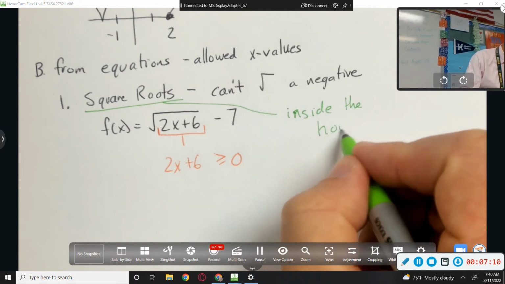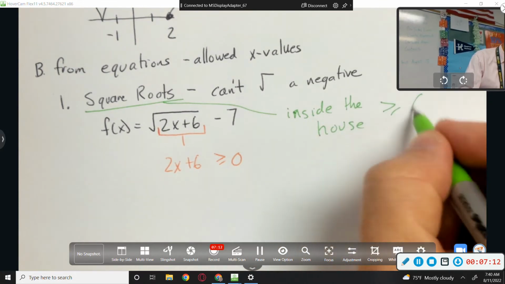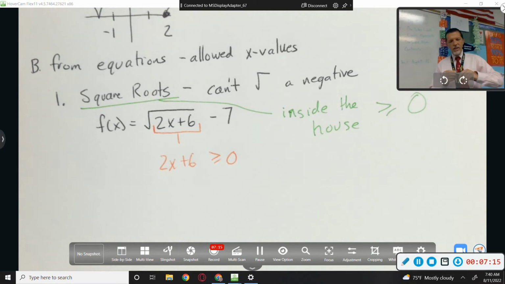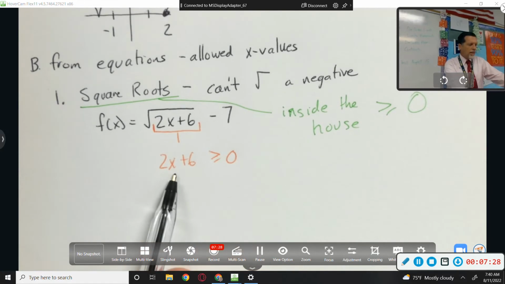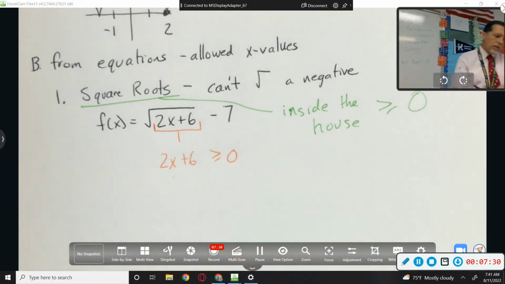So inside the house has to be greater than or equal to 0. There's sort of the overall strategy, theme, process for square roots. Whatever's inside the house has to be greater than or equal to 0. Outside the house, we're not concerned with it. Inside the house can't be negative, so greater than or equal to 0.